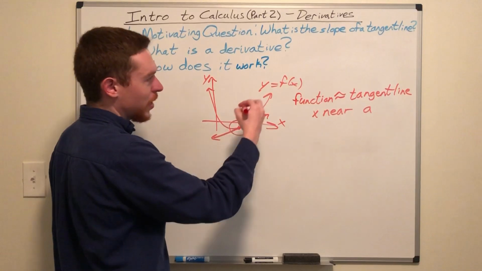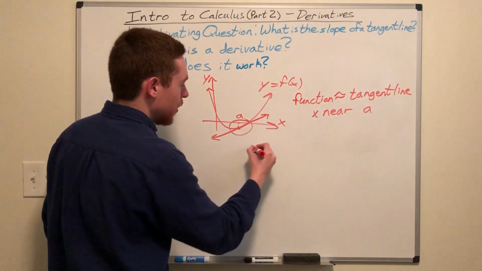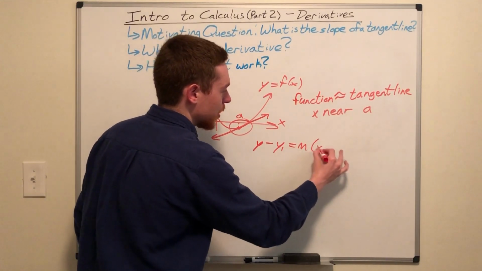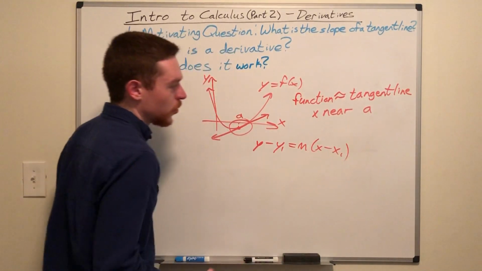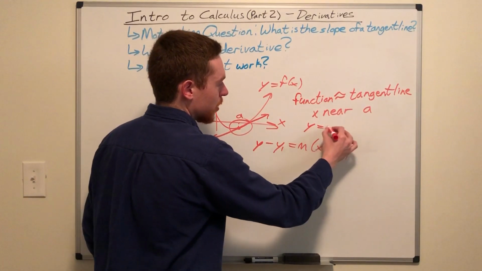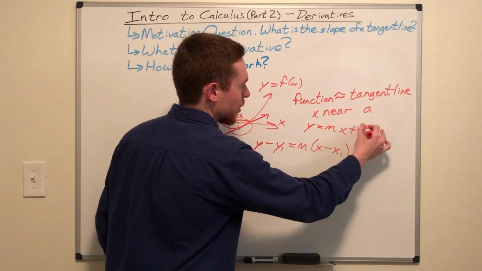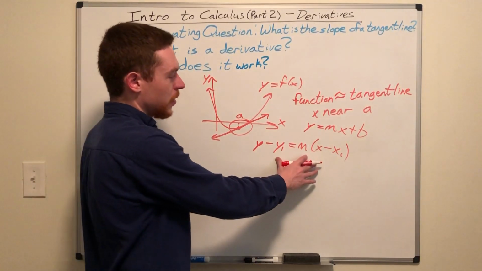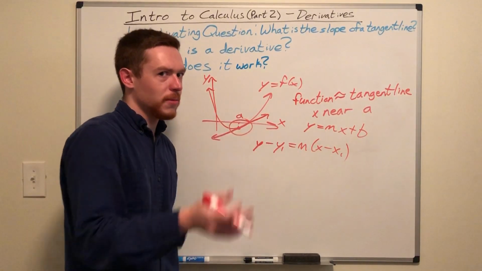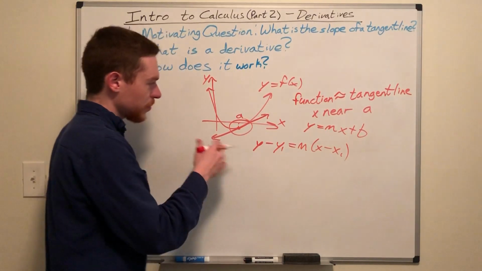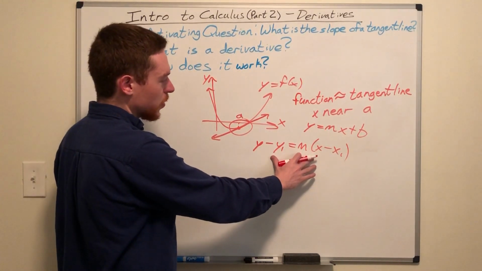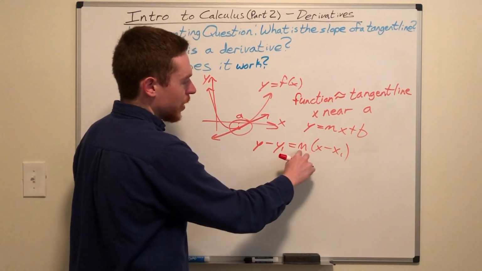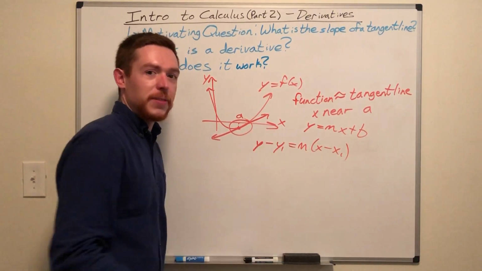Remember, the formula for a line, like a tangent line, is y minus y1 is equal to m times x minus x1. This is the point slope form. You might also remember the slope-intercept form, y equals mx plus b. They give you the same answer. This is just a little bit more convenient for the purpose I want in today's video. Basically you need to know a y value, an x value, and a slope, and then you can find the equation of a line.